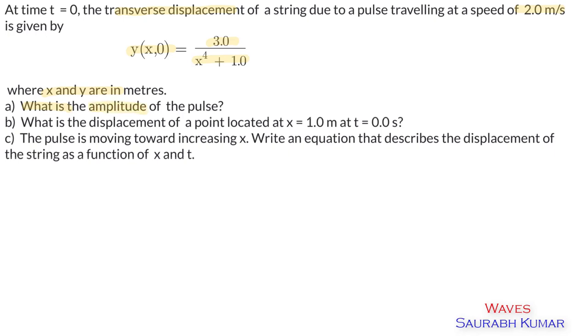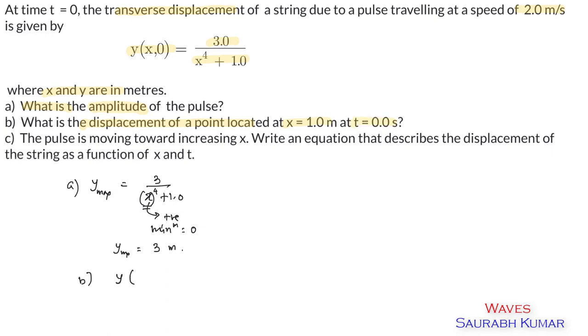Amplitude means maximum displacement. So y max, y has maximum value when denominator has minimum value. Now x is a variable and you have power of x is 4, so it's a positive number. How much is minimum value of positive number? Minimum value is 0. So y max is 3 by 1, that is 3 meters.